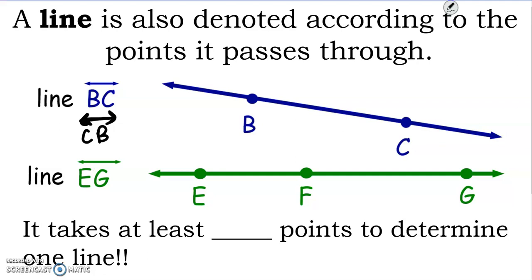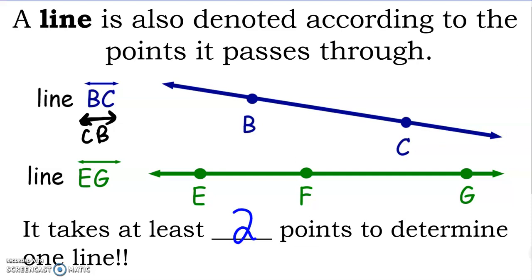Okay, and then we have line EFG, which has 3 points on the line, and we can use any 2 of those points to name the line. So for example, we can call this line EG, we can call it line EF, we could call it line GF, line GE, line FG. There's multiple different ways that we could name this line. We just need any 2 points on the line. So it takes at least 2 points to determine one line.